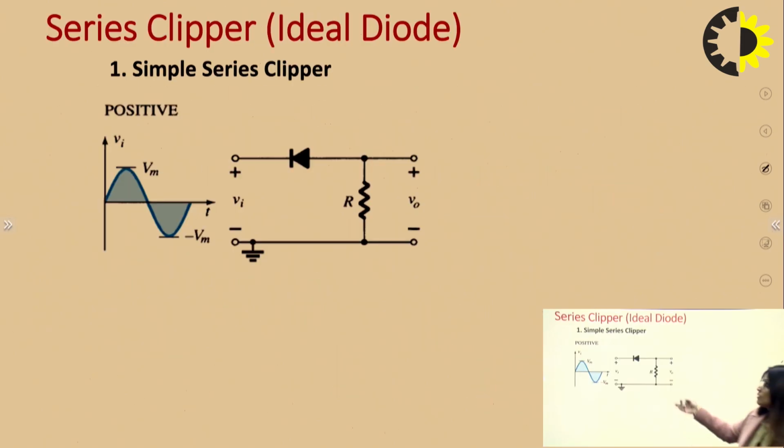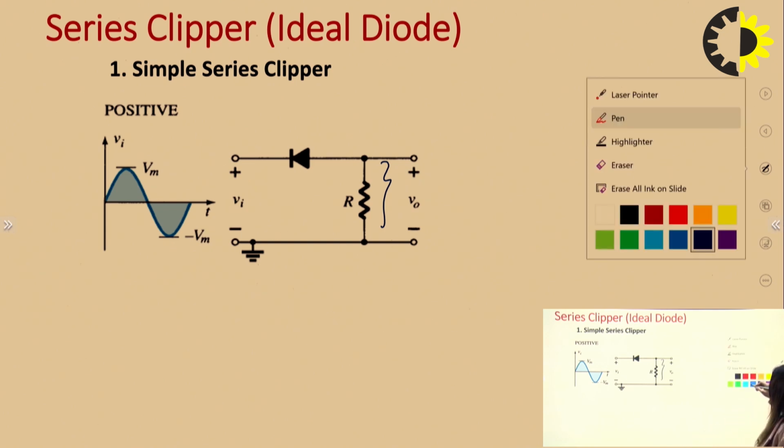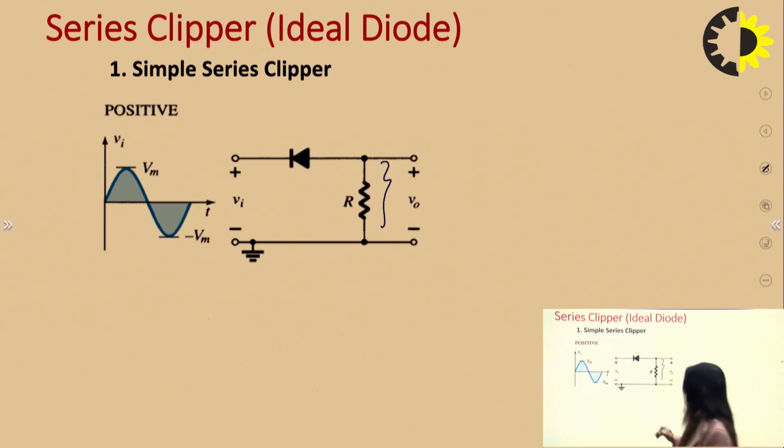So here we can simply find out whether this particular circuit is series or parallel. This is a simple series clipper because the output has been asked across the resistance, right? Now we will find out how to obtain the output for this question. So we will discuss it first.